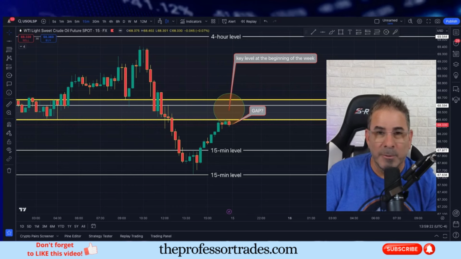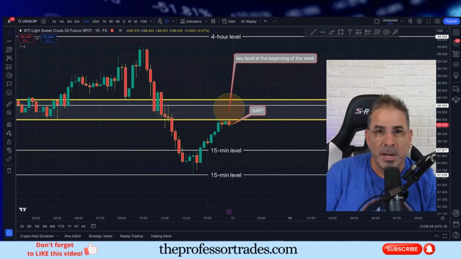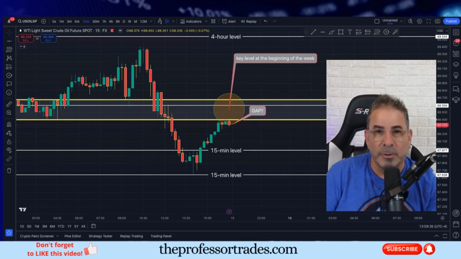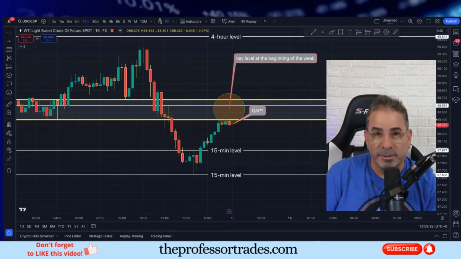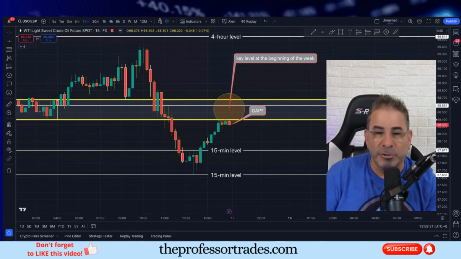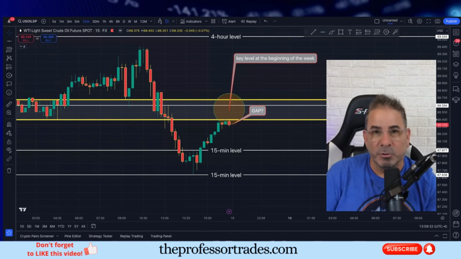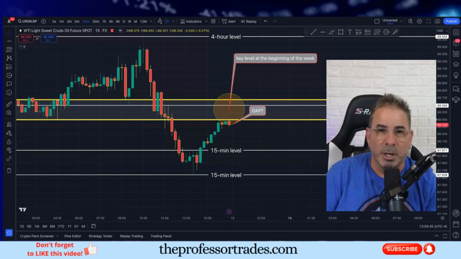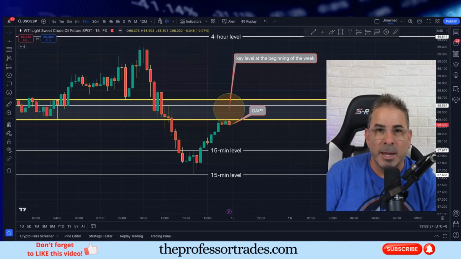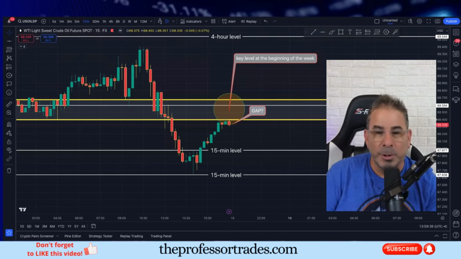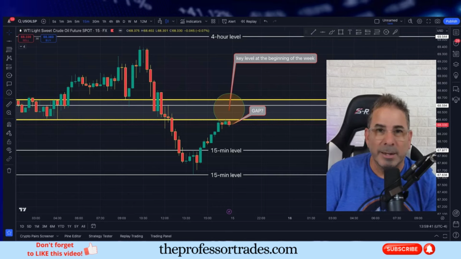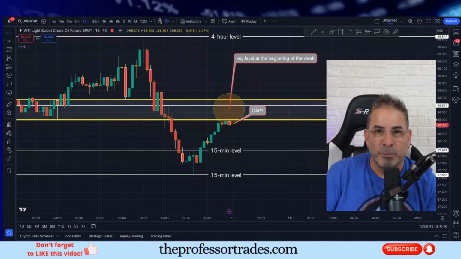Any closure above that level right there, again, then we are going to be aggressive and take prices up to the next level. If we get that bearish engulfing candle, if we get some of the strategies that we use inside of our club to see a bearish move, then the goal here is that we just take price right back down, starting at that first 15-minute level.